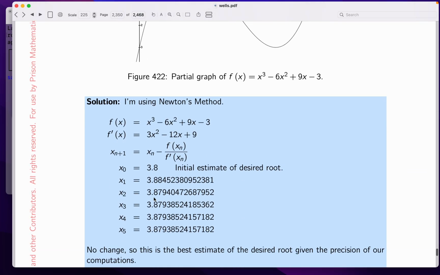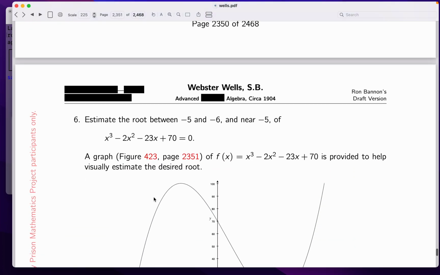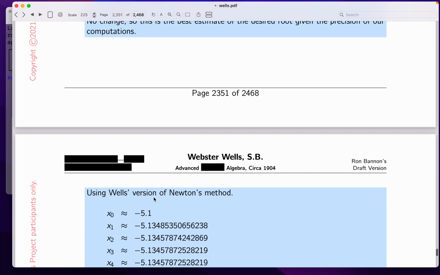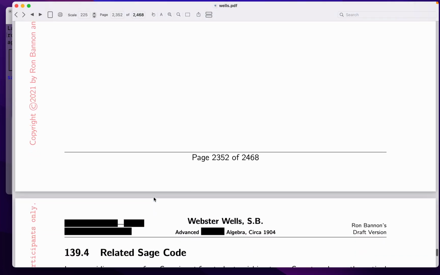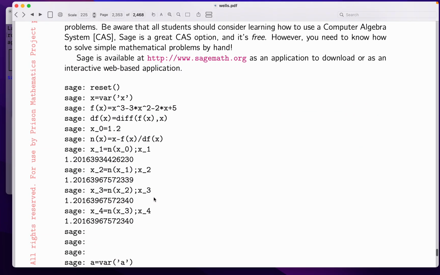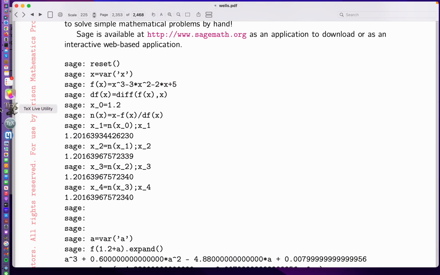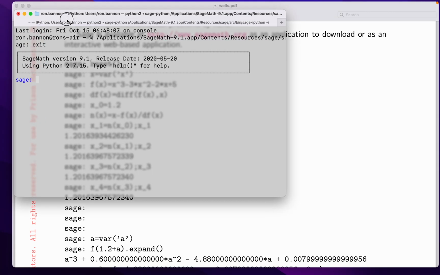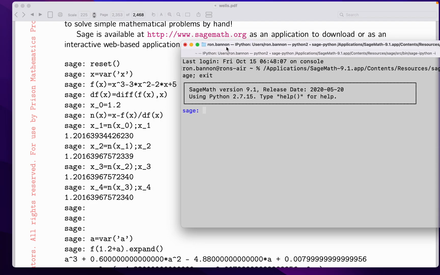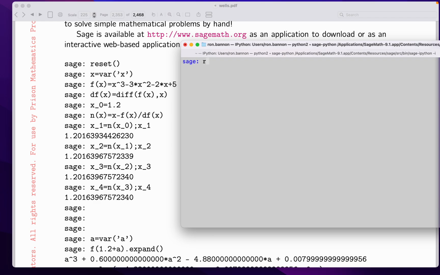All right, so what I want to do is look at the code, and we'll get to that. It's a long section, by the way, right? Get this related Sage code. I'm going to pull up my instance of Sage. I'm going to clear the screen, and I'm going to type these commands in. Reset.